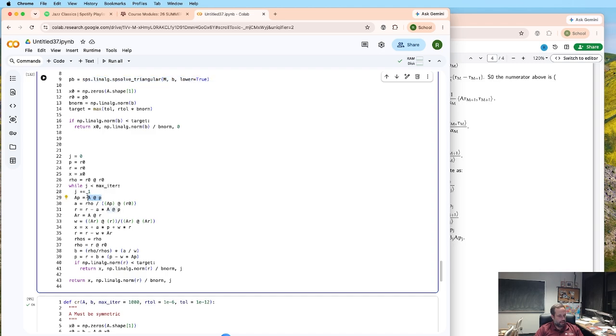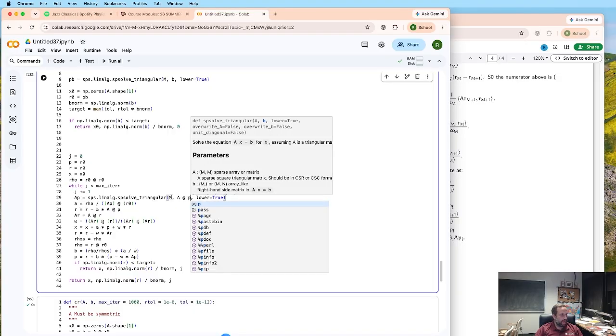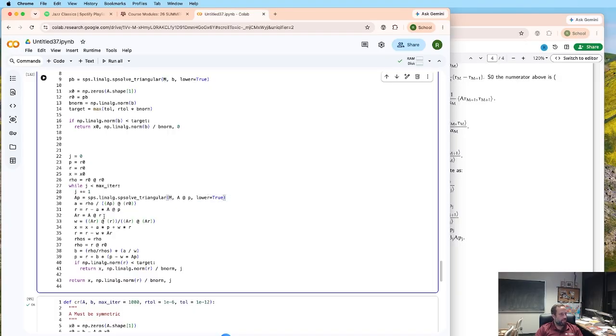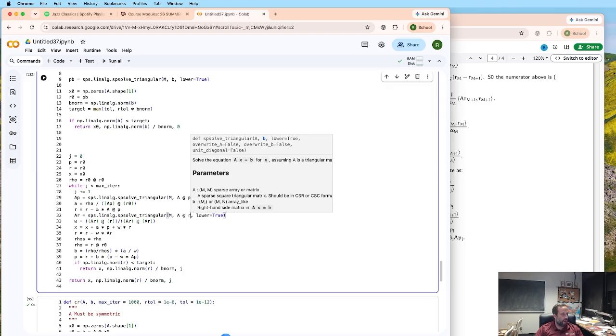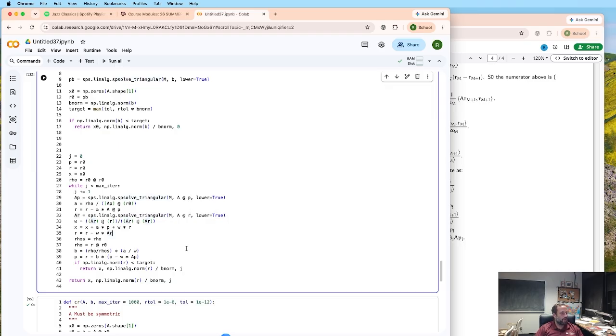Okay. But now my right-hand side is going to be AP, and I'm going to have M here. Okay, and similarly, I'm going to have this. My right-hand side is going to be AR. Now all of the matrix computations, like this AR, is not really AR, it's M inverse times AR. At least in principle, that's what's happening here.